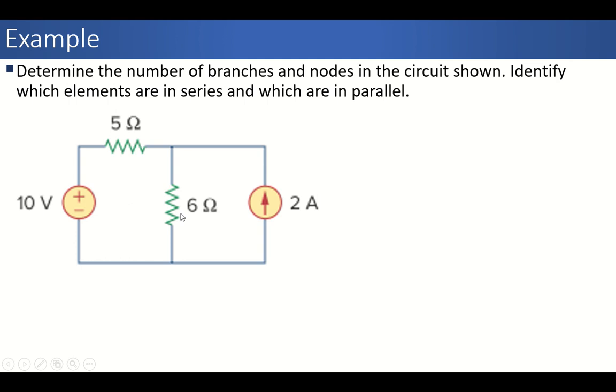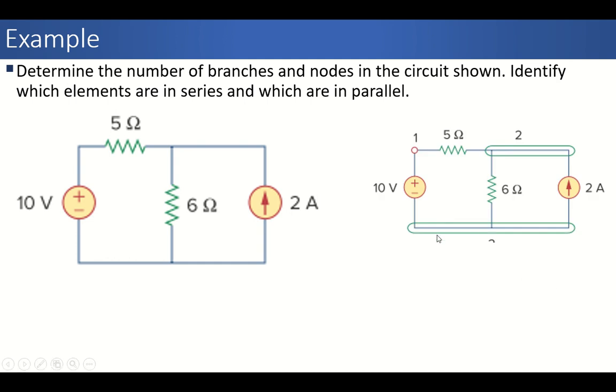You can also see that they are not in parallel because this point is common, but 5 ohm resistance, this point is, let's suppose this is A point and this is C point. So obviously these points are different. Remember that for parallel, starting point will be same, ending point will be same. So these are also not in parallel. So 5 ohm and 6 ohm are neither in parallel nor in series.